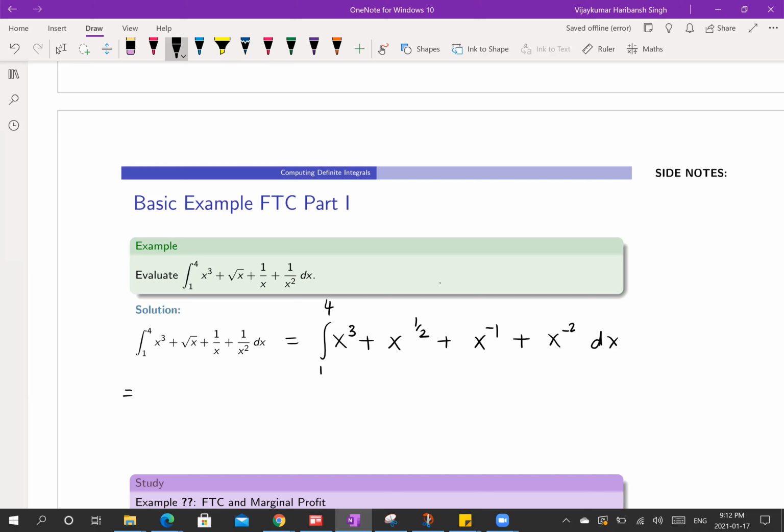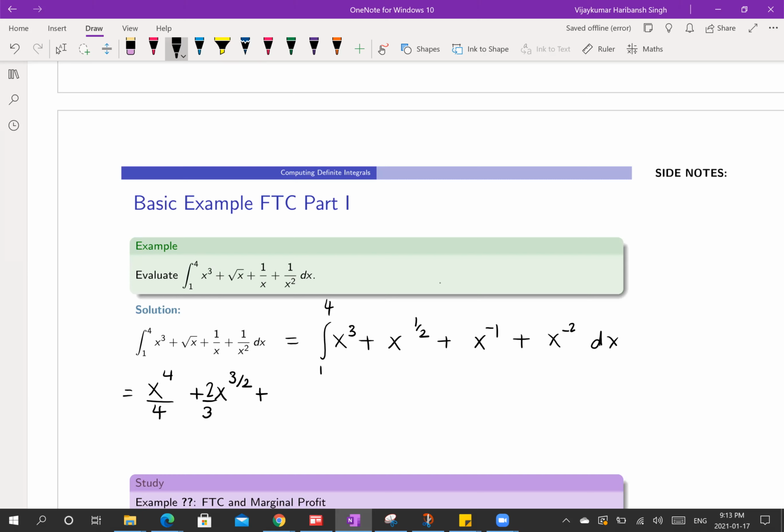Now, if I apply the power rule for x cubed, it will be x to the power 4 over 4, plus x to the power half plus 1, which is x to the power 3 by 2, divided by 3 by 2. Dividing by 3 by 2 is the same as multiplying by the reciprocal, 2 by 3.